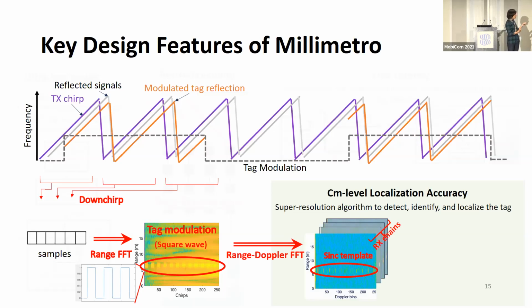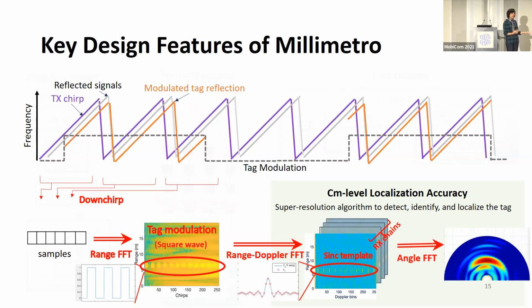Now we know that the FFT of the square function is a sinc function, and the peaks of that sinc function are basically harmonics of that modulation frequency. So all we need to do now is a matched filter with that sinc function across all these range bins and find out where exactly we see the modulation pattern of the tag. Then we can apply the same thing across the antennas and get the angle. And so with range and angle, you can exactly locate where the tag is.